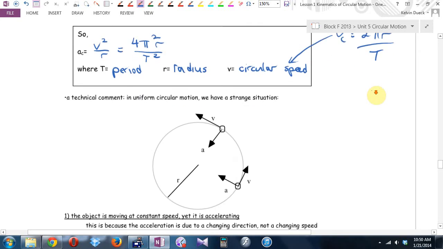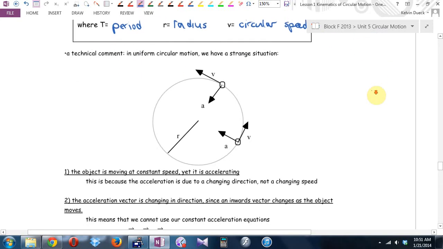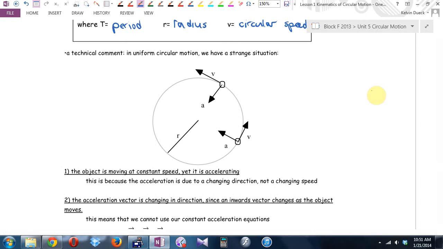So in uniform circular motion, we have a strange situation. The object is moving at a constant speed, but it's also accelerating. And this is because the acceleration is changing the direction, not the speed.